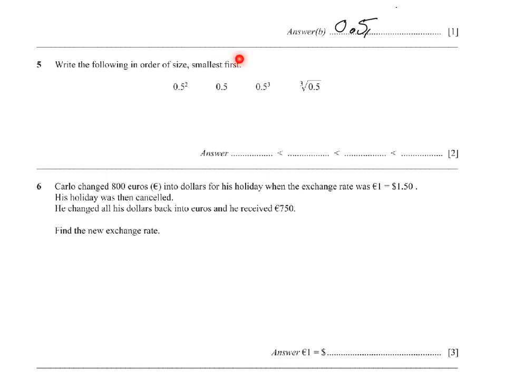Write the following in order of size, smallest first. Okay, so in ascending order, as you can see also looking at those inequality signs. And the best thing to do is to convert these values into decimals. 0.5 squared, let me write it down, is 0.25. That stays 0.5.